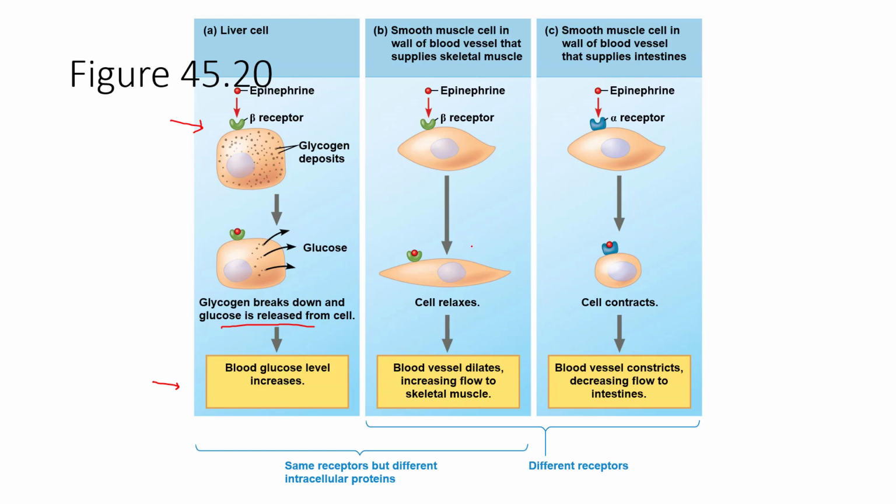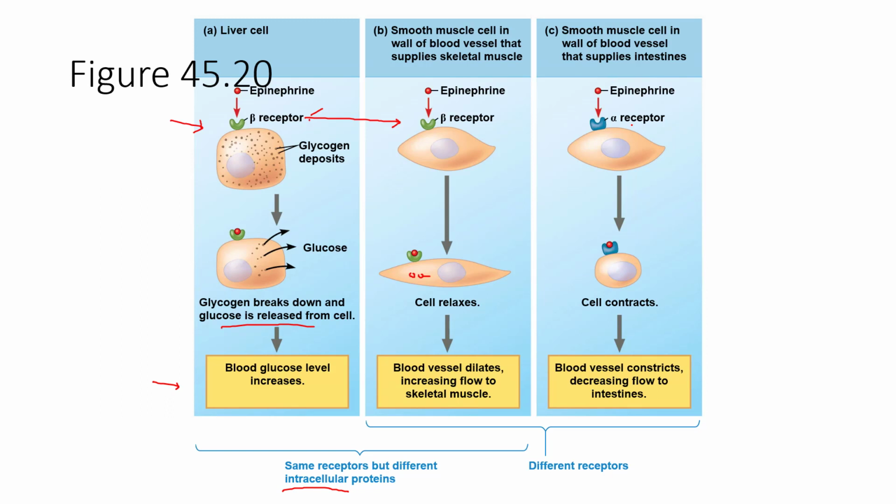And in this example, notice the same receptor in the cell membrane, but in this case, there are different transduction pathways inside the cell leading to a different response. So in this cell, blood vessels dilate instead of releasing extra sugar. So a different response due to, as they say here, different intracellular proteins. So we have a different response because of different transduction pathways.